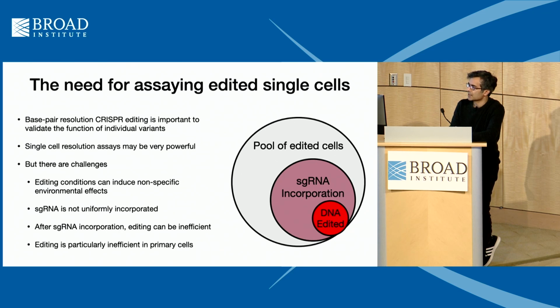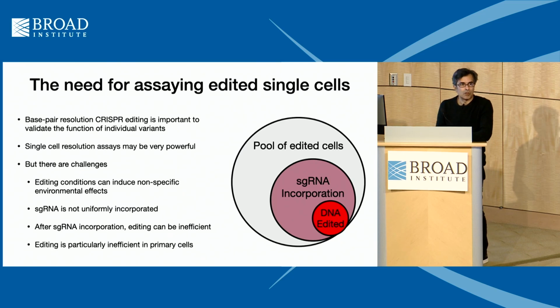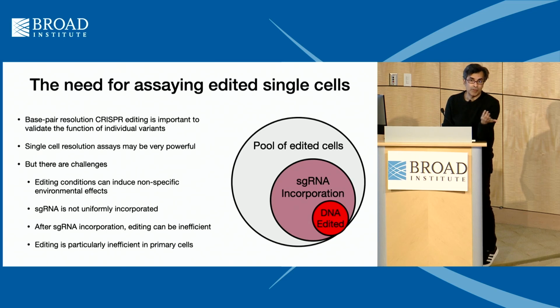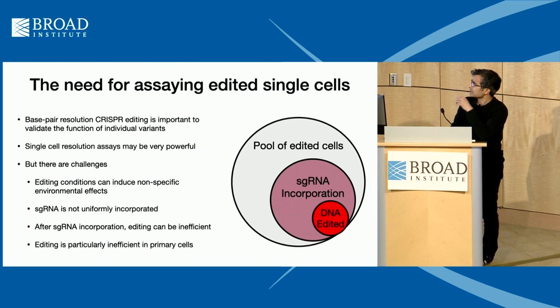So these editing conditions can induce non-specific environmental effects. A lot of the existing single-cell approaches work by sequencing the guides. But just because a guide got into a cell doesn't mean that you've actually edited the DNA. Once the sgRNA is incorporated into a cell, the edit may or may not happen. Particularly if you're interested in primary cells, as we are, primary T cells being a big focus of our energy, editing is particularly inefficient.